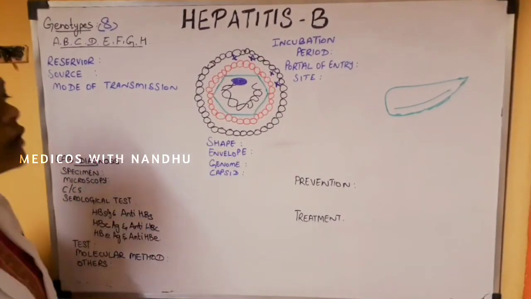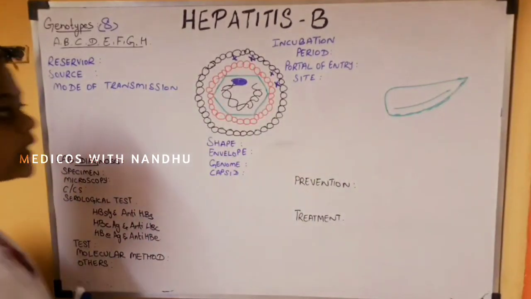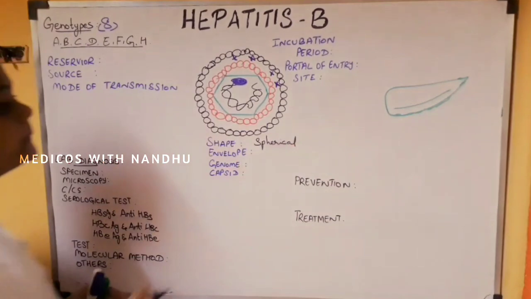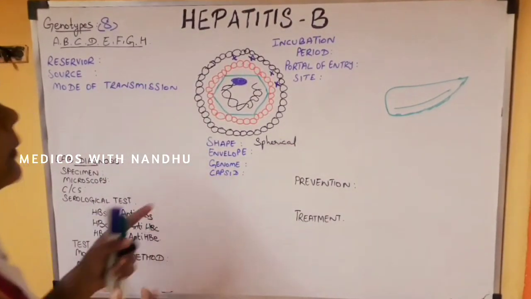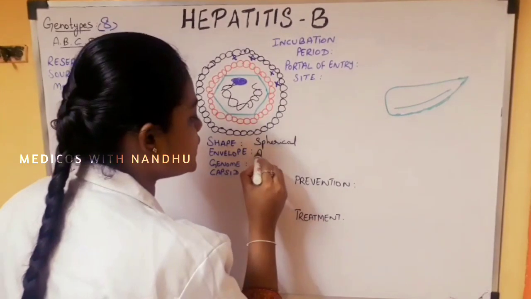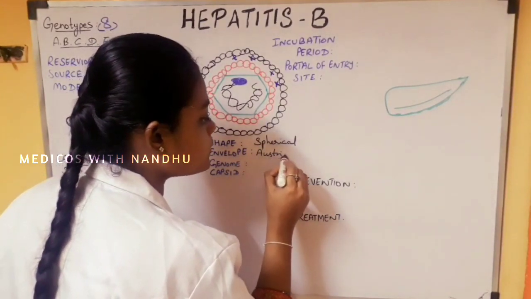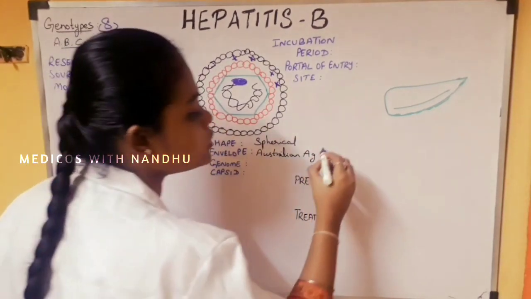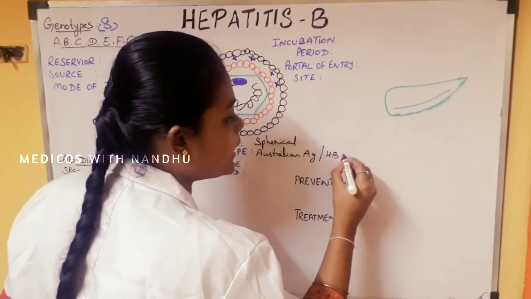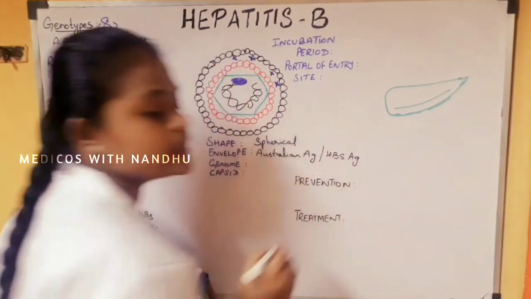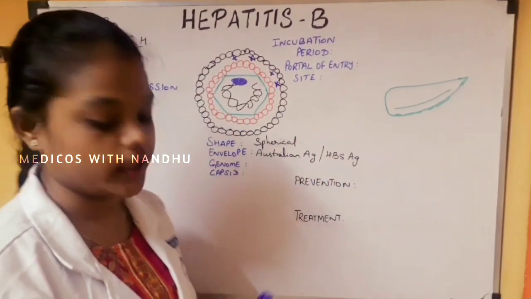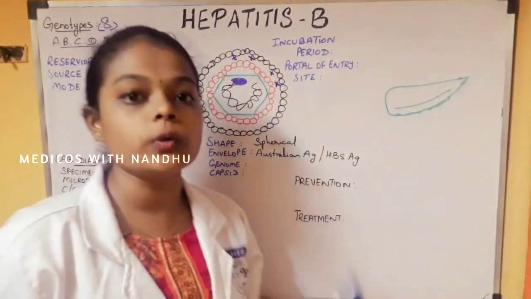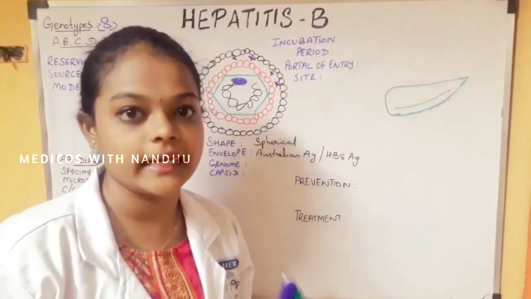Okay, coming to morphology, the shape of the virus will be spherical. And the envelope will be the Australian antigen, or it is also known as HBs antigen. HBs means hepatitis B surface antigen. Before that, we have to know hepatitis B is also known as Dane particle or Australian antigen.